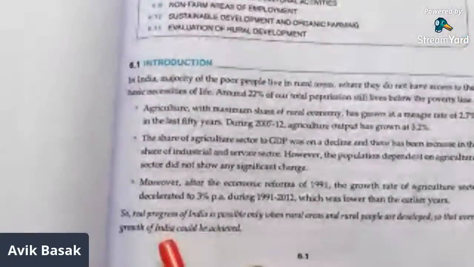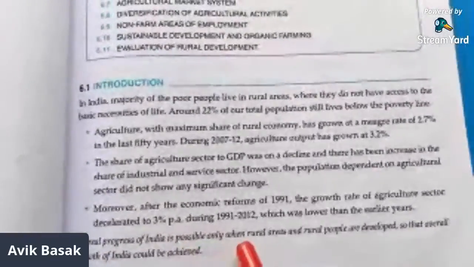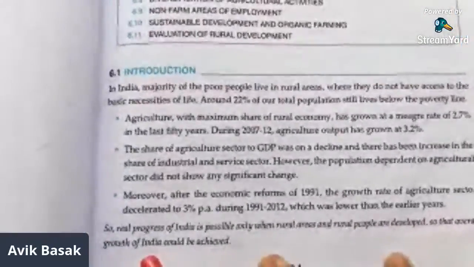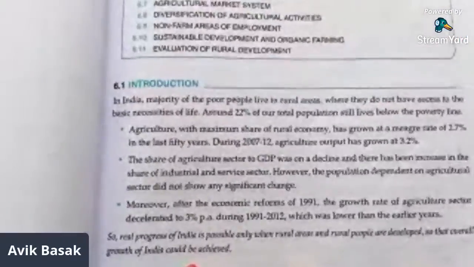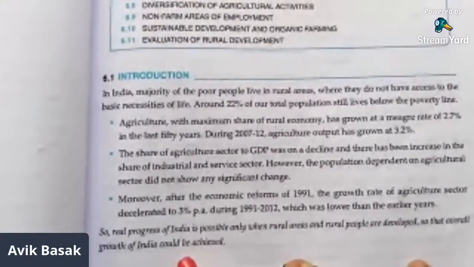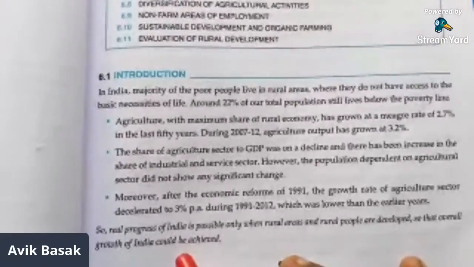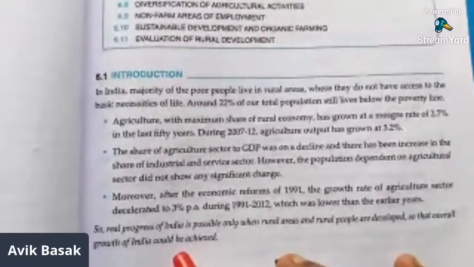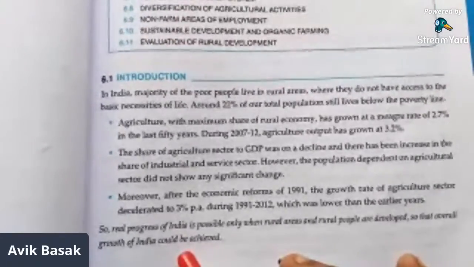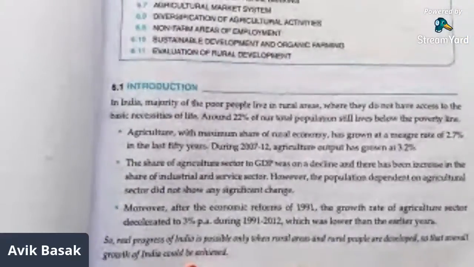The real progress of India is possible only when rural areas and rural people are developed, so that overall growth of India could be achieved. The government thought that rural India will be developed and move into progress. Growth will take place only when the rural areas are developed in a proper way, because the maximum number of people of India live in rural areas.